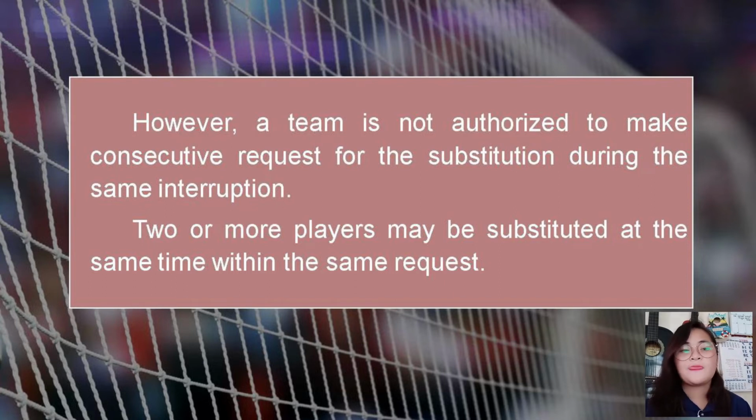For example, you request a substitution for jersey number 5 with jersey number 8. The request for substitution was granted and the referee is about to whistle for the serve, but you want to request another substitution. That second substitution will not be authorized.